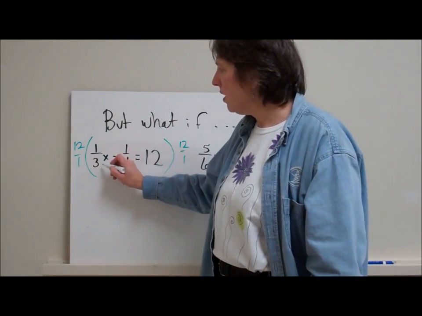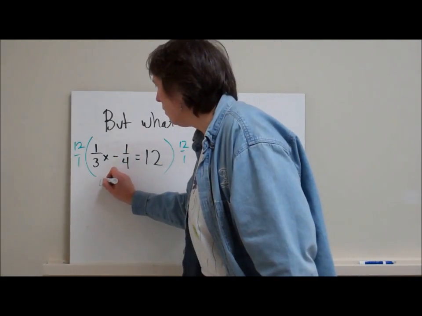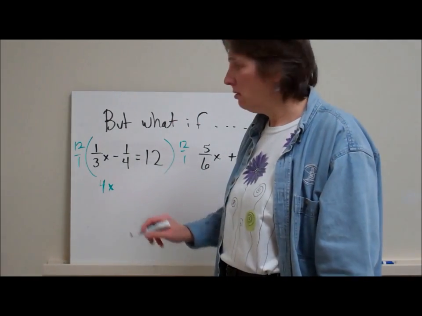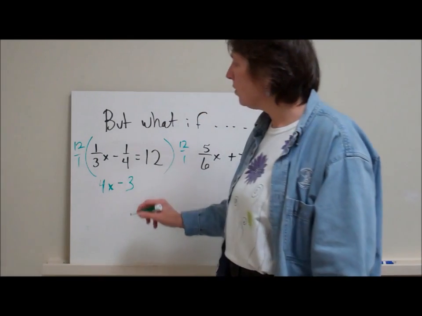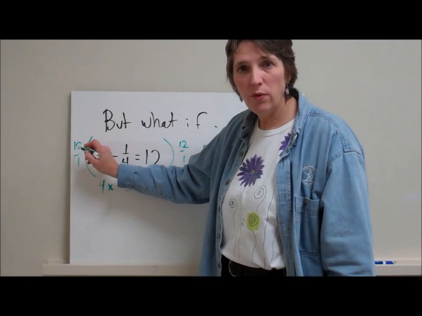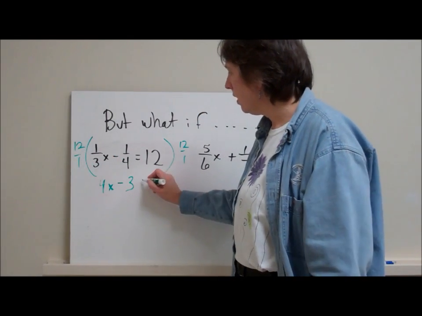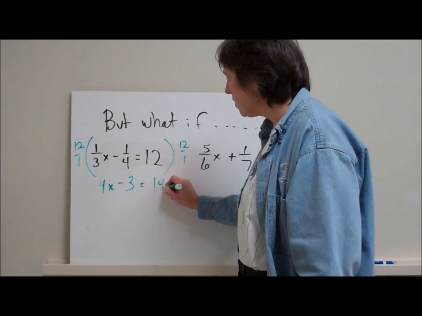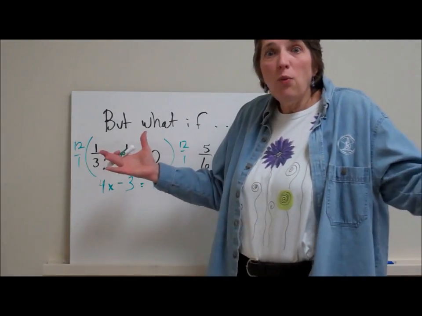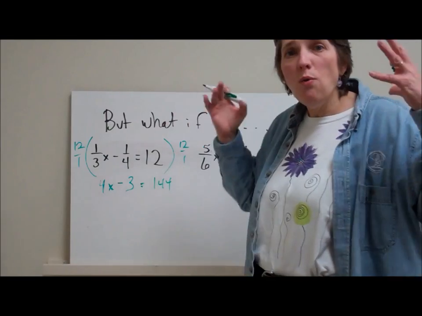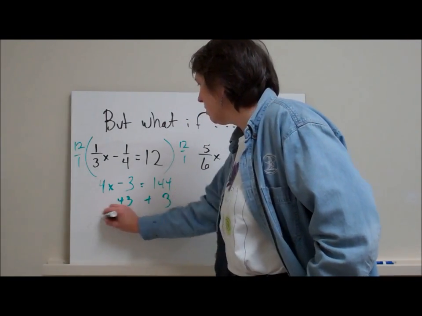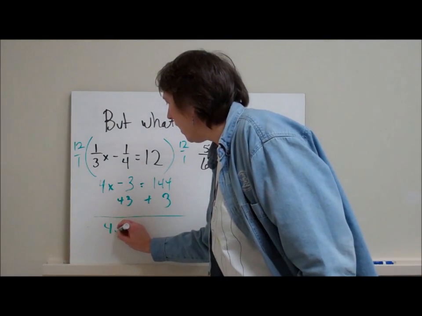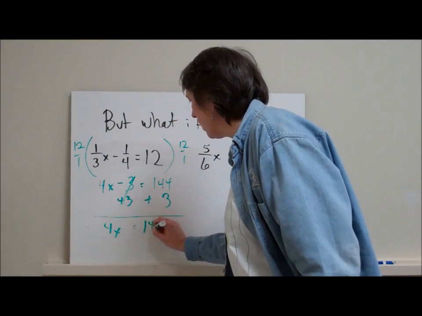So 12 over 1 times 1/3 x becomes 4x. 12 over 1 times 1/4 becomes 3, because the 4 goes into 12 3 times, and 3 times 1 is 3. And then 12 times 12 is 144. No fractions. So now I'm going to add 3 to both sides, and I get 4x equals 147.